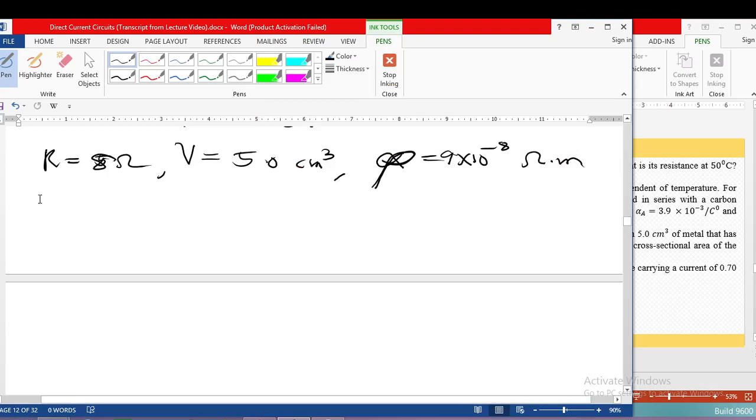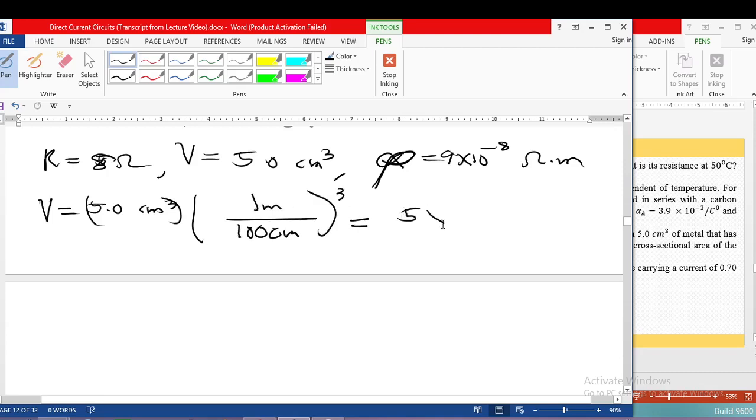So we have to find the length and the cross-sectional area. But before that, I will just convert cubic centimeter to cubic meter. So that is just equivalent to 100 centimeter is 1 meter. Then you have to cube this one. So that is 5 times 10 to the negative 3. Right? Is it negative 3?